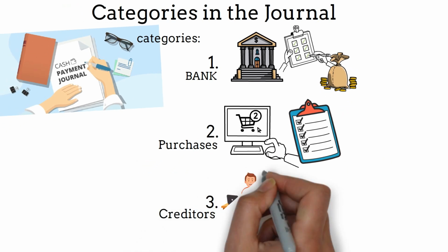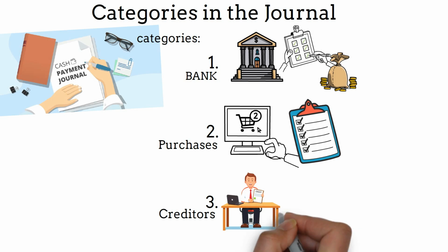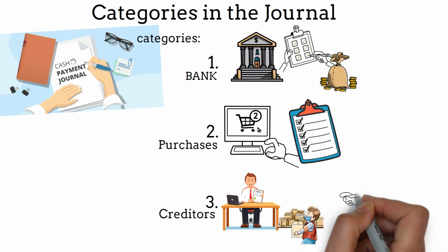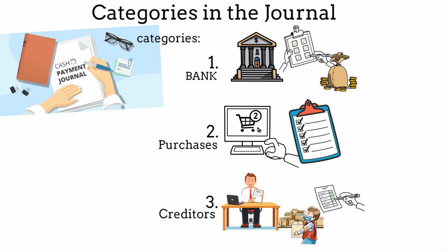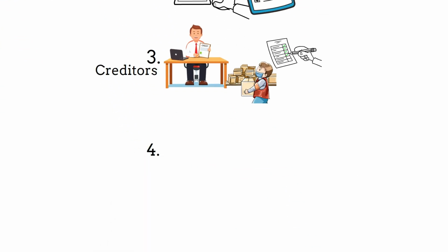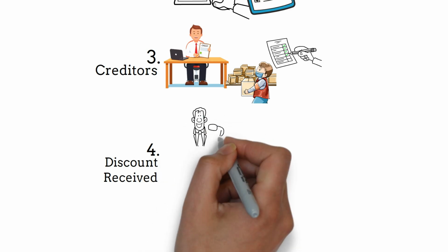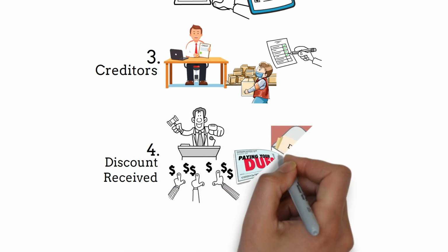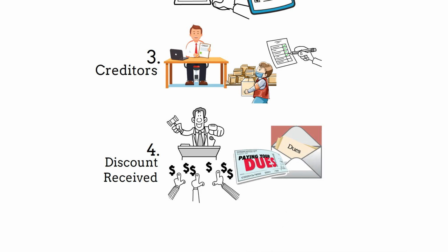Creditors come next. This column is for payments to suppliers when you've bought something on credit. Say you purchased supplies from a supplier, and now it's time to pay them. You'd record it here. If you're lucky, you might receive a discount from your creditors. If that happens, it goes in the discount received column. These discounts can be financial perks for settling your dues early.